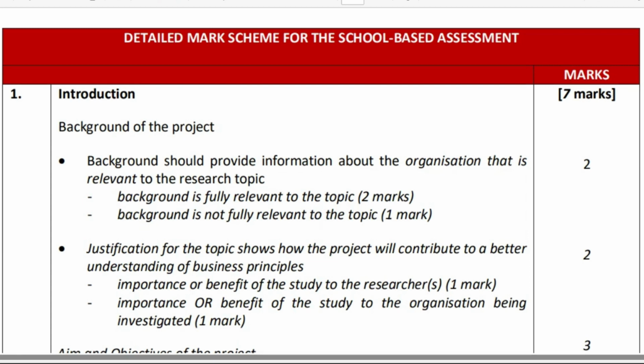Today we're going to talk about the SBA as it relates to the updated syllabus. Now, I love the mark scheme because it's more detailed than what it was before. So at least it will help us to have a better understanding of what to do. So let's get right into it.